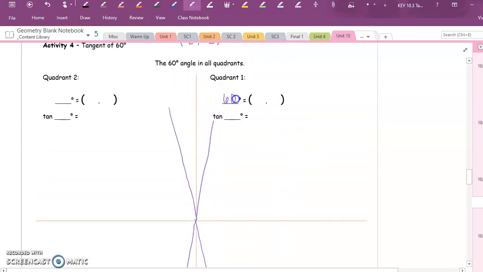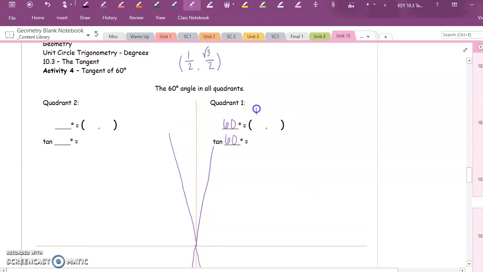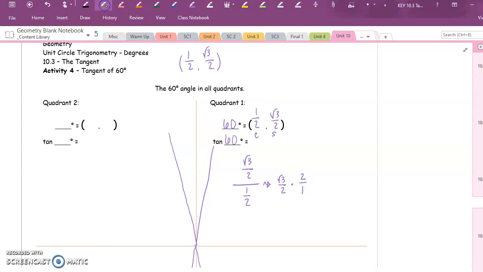So we have 60 degrees, so we're going to find the tangent of 60 degrees. We have our ordered pair, 1/2 comma square root 3 over 2. Cosine comma sine. Tangent, we take sine over cosine. And in order to divide fractions, you're going to change it to multiplication. So we keep the top, we flip the bottom, and go ahead and cancel out the 2, so we're left with square root 3.